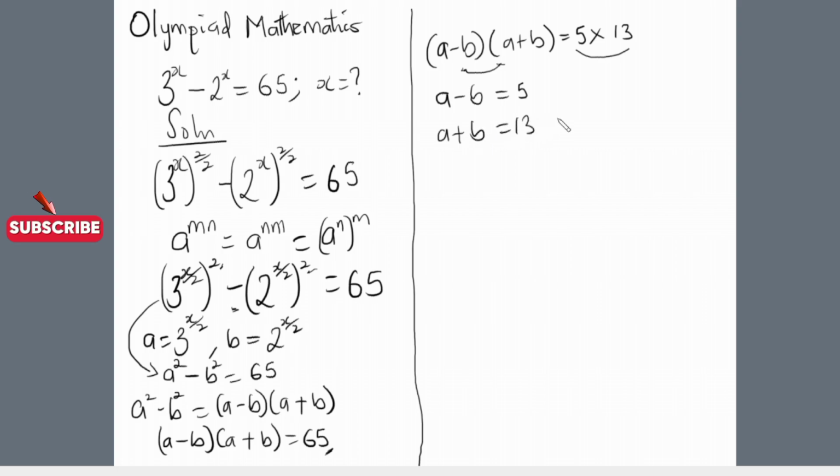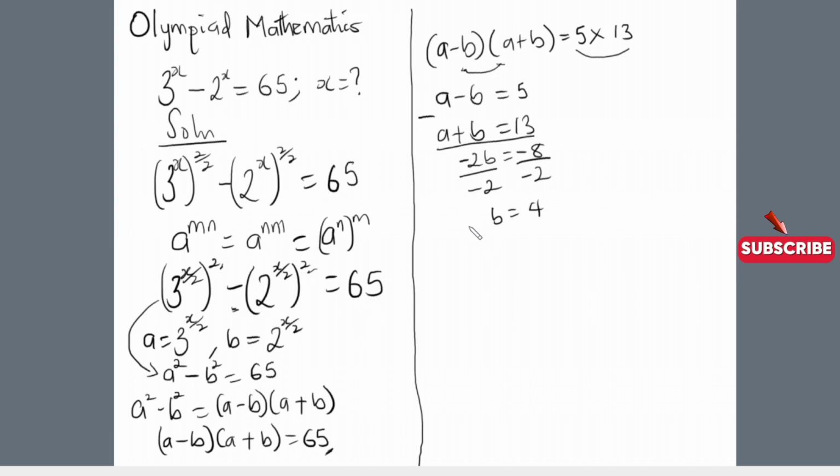Now, I brought it to the case where I can use the elimination method. This is a simultaneous equation. So if you subtract, I'll be subtracting a from a, that's 0. And then I have minus b minus plus b, which is minus b minus b. That is minus 2b. We also have 5 minus 13, which is minus 8. And then now I can divide both sides by minus 2, because here I'll be able to get b. If you divide both sides by minus 2, b will be equal to 4.